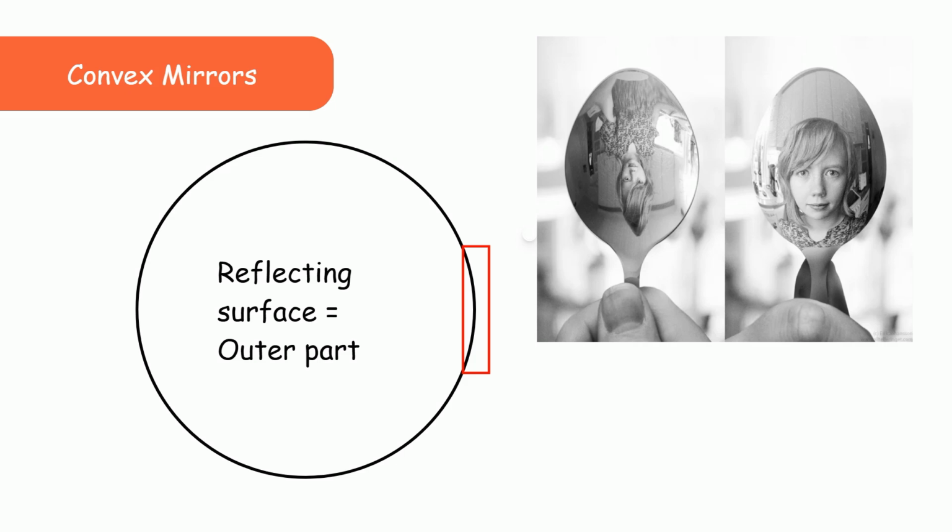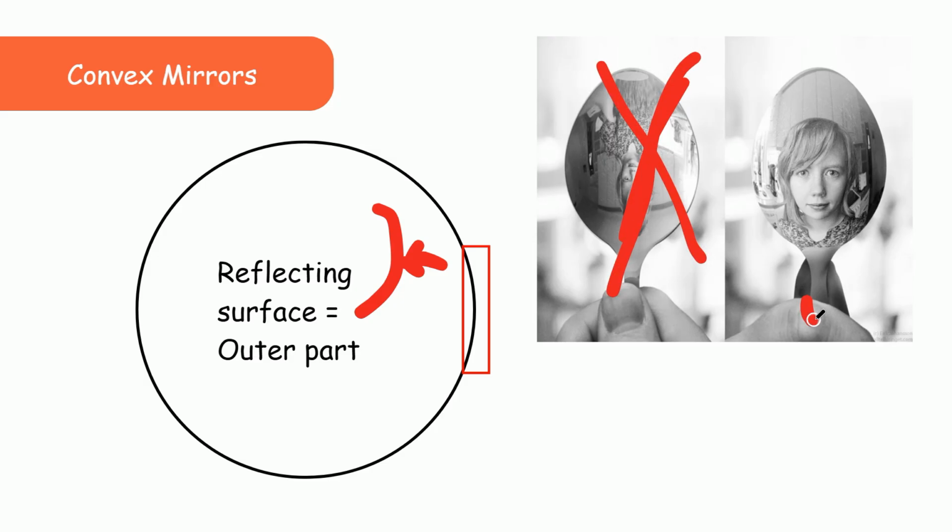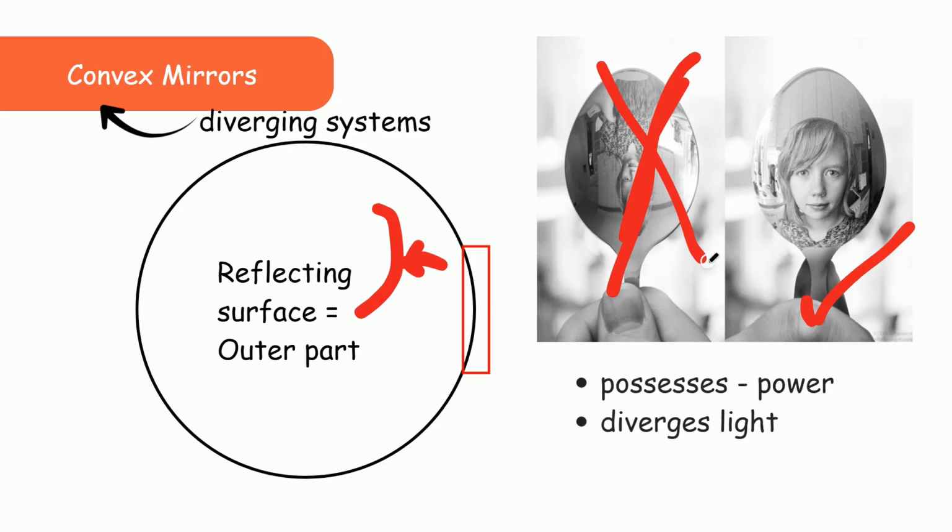Okay, let's proceed with the convex mirrors, in which ang reflecting surface is in the outer part. So, ang kininap na part. And then, sa spoon na to, dili na ni mao, kay walay inverted image sa ato convex mirror. So, this is our convex mirror sa ato spoon. So, convex mirrors are diverging systems. So, opposite siya sa ato concave mirror. It possesses the minus power and diverges light.